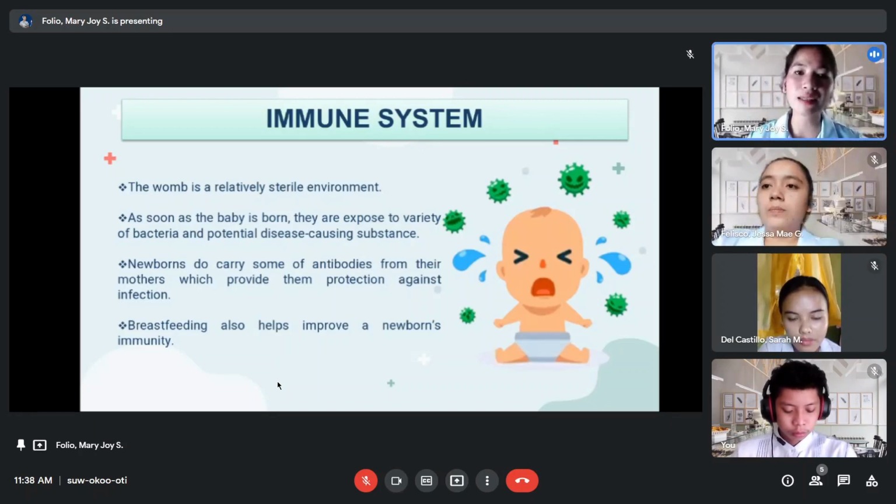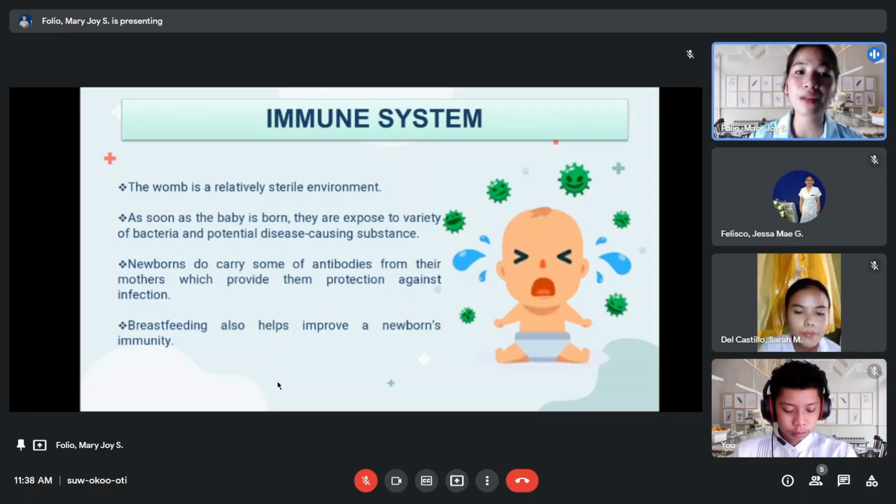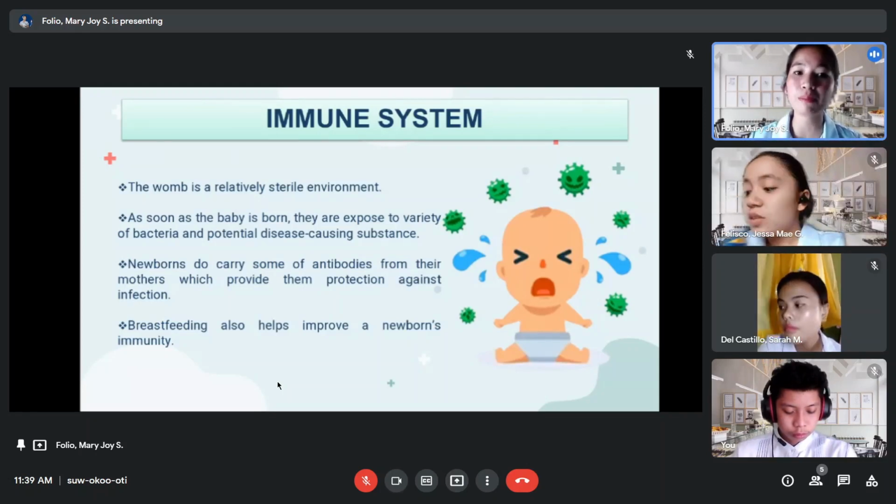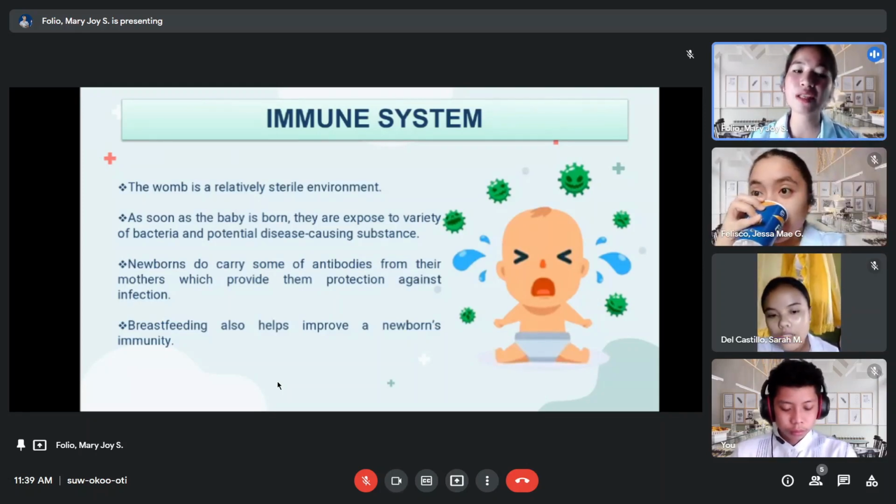So the type and amount of antibodies passed to the baby depends on the mother's level of immunity. And during birth, bacteria from the mother's vagina is passed on to the baby. So this helps to build the colony of bacteria in the gut that contributes to their immunity. And after birth, more antibodies are passed on to the babies in colostrum and in breast milk, but babies' immune systems are still not as strong as adults.